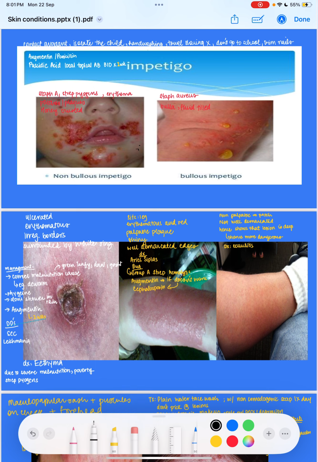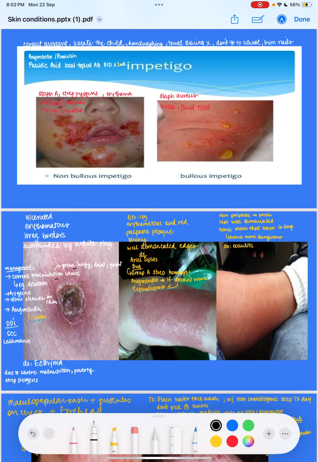And so we need to understand what the pathophysiology is. So ecthyma is an ulcer that occurs due to severe malnutrition or poverty, and the causative organism, like impetigo, is strep pyogenes. So we're going to say that strep pyogenes is the causative organism. So we're going to do an augmentin course for 2 weeks, and we're going to correct the underlying cause, which is of course malnutrition.